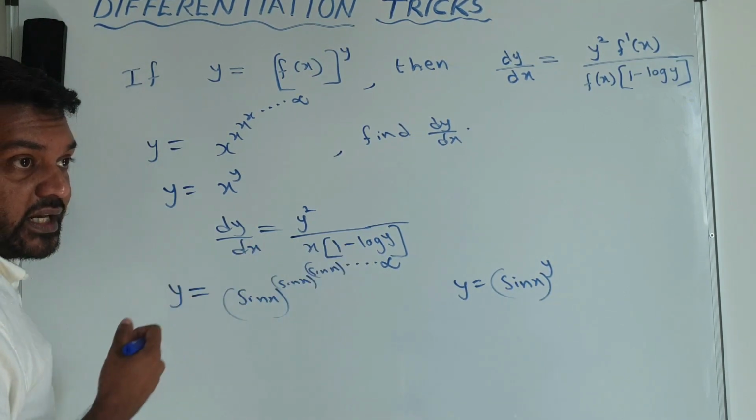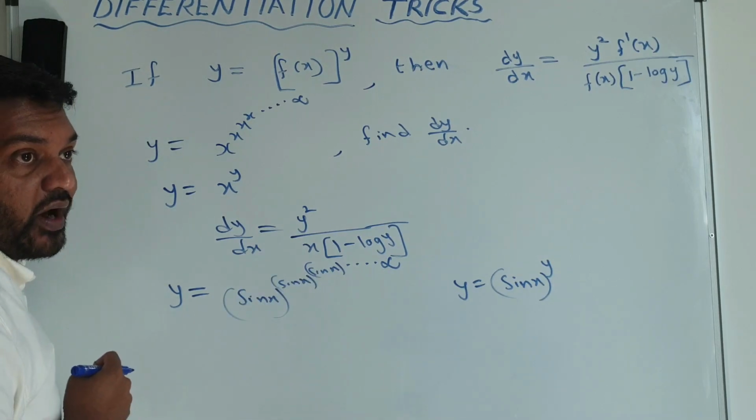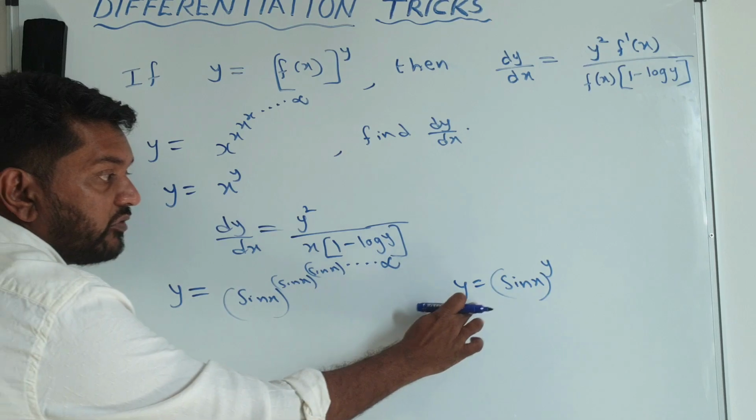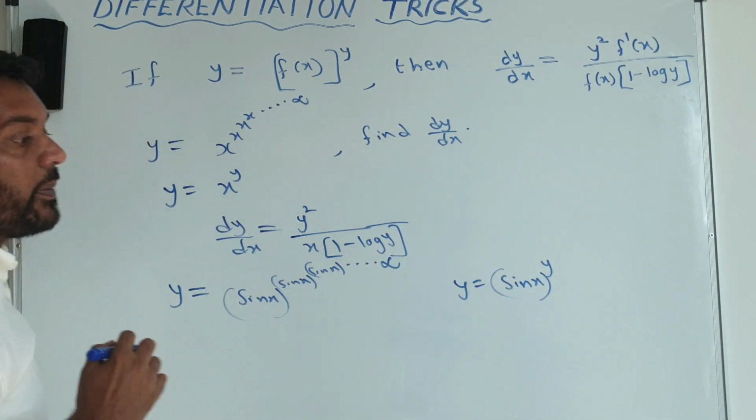From the sea water, you are taking 1 cup of water. There is no difference in the sea water level. So this will become y equals sin x to the power y.